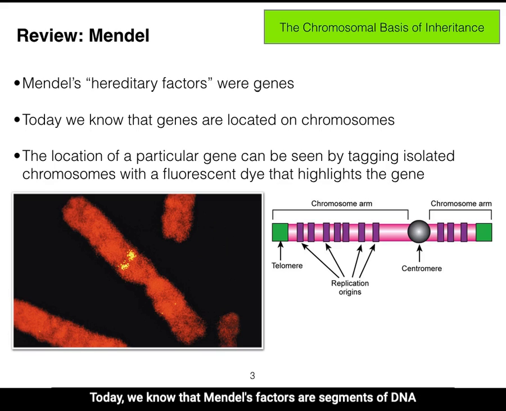Today we know that Mendel's factors are segments of DNA located on a long chromosome. We can see the location of a particular gene by tagging chromosomes with a fluorescent dye that highlights this gene. For example, in figure 12.1 on the slide, you can see the tubular regions that mark a specific gene on a human chromosome. In this case, this is human chromosome 6. So this chromosome has been duplicated so that the alleles on the chromosome are present as two copies, one on each sister chromatid.